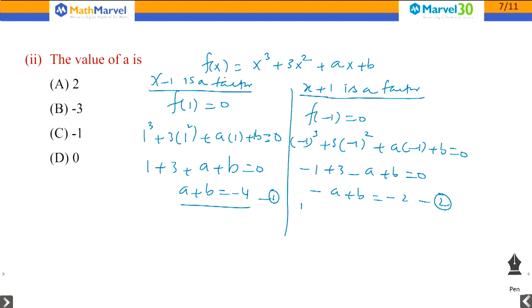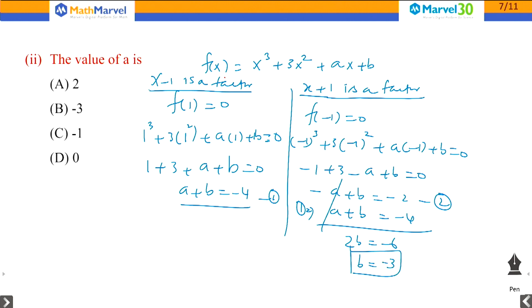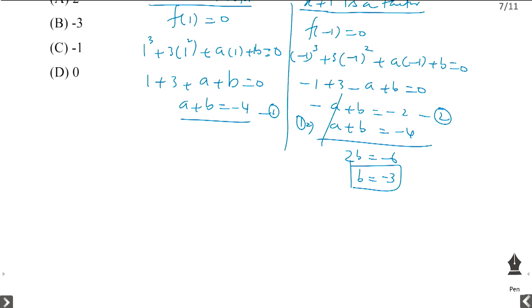Equation 1: a plus b equal to minus 4. Adding these two equations, the a terms get cancelled. 2b equal to minus 6, b equal to minus 3. When b equal to minus 3, a minus 3 equal to minus 4, a equal to minus 4 plus 3 equal to minus 1. The answer is a equal to minus 1, option C is the correct answer.